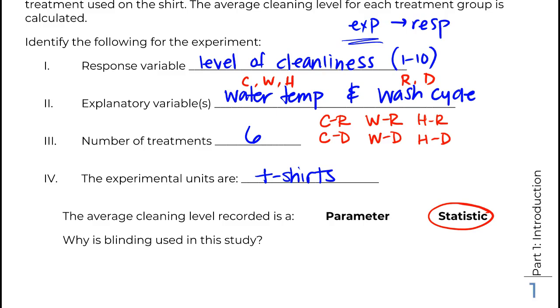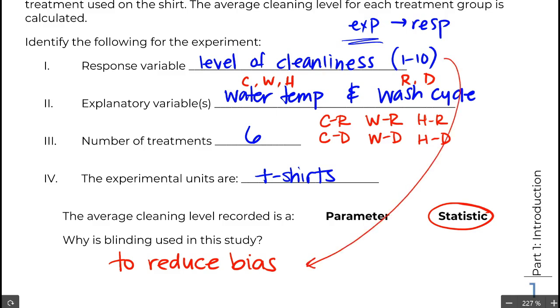And then why did they use blinding? The simplest, easiest way to answer this is to just say reduce bias. But again, the real reason is because this level of cleanliness is very subjective. And personally, I have a belief before I even get started that not hot water and delicate, but hot water and regular cycle in my mind is going to do the best job possible. This is why I take scalding hot showers, because I feel like hot water gets you cleaner. So whether or not I might intentionally do it, I might accidentally sort of see that in my subjective 1 through 10 rating of how clean that shirt is.